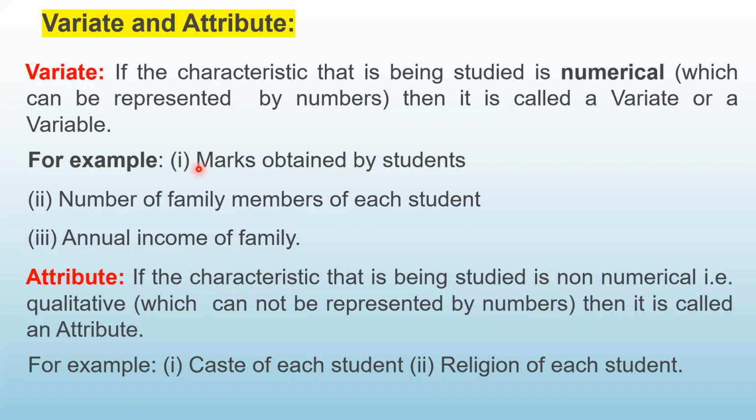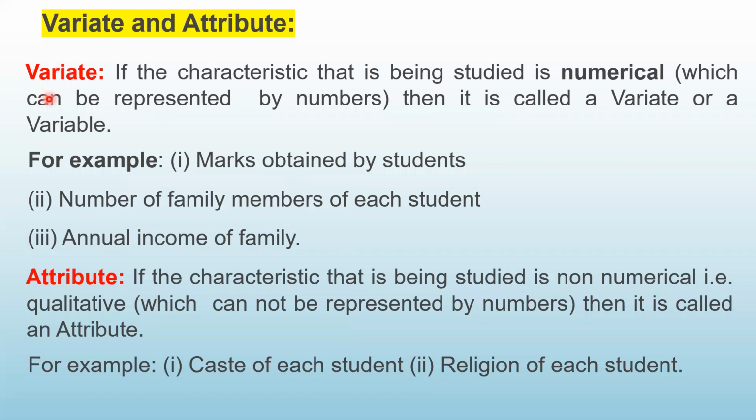For example, marks obtained by a student. It's a characteristic, right? I'm collecting the marks of the student. So it will be in the form of numbers, correct? So that is a variate. Second, the number of family members. If I'm asking how many members are there in your family, that answer will be in the form of a number. Okay, so that is again a variate. Third one, annual income of the family. If I ask you what is the income of your family, you are going to give me an answer which will be in the form of numbers, correct?